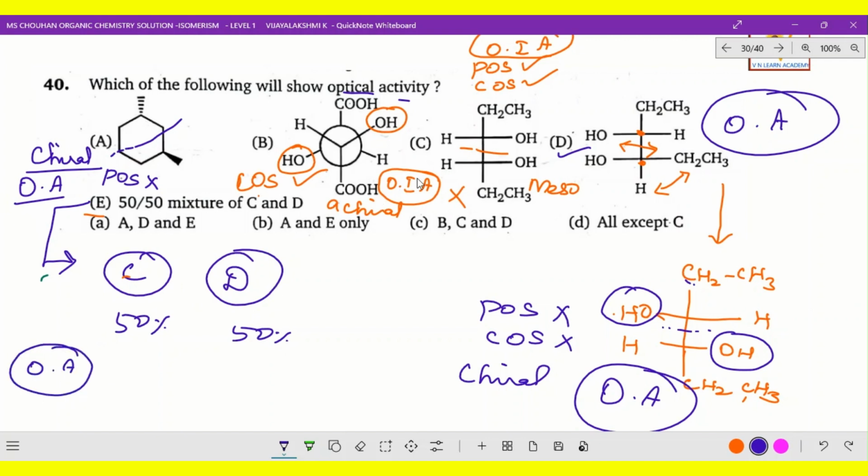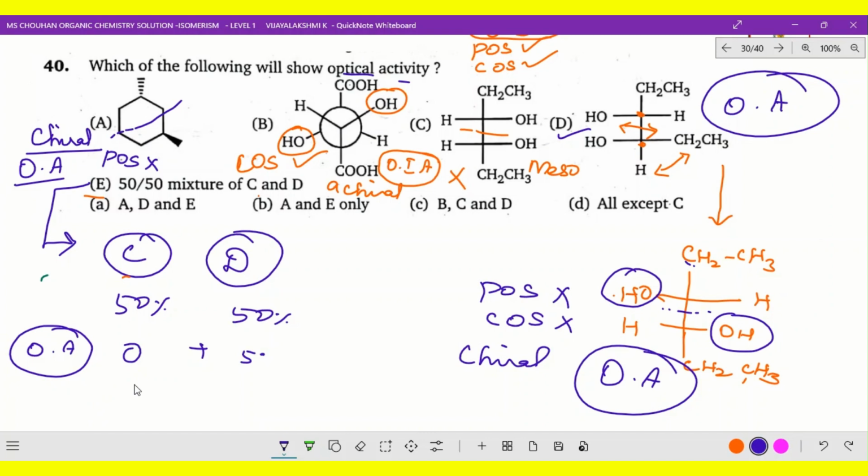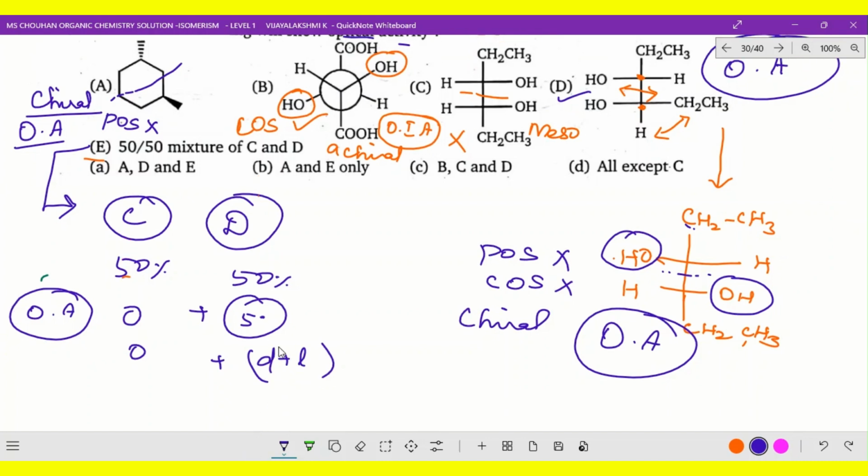So in this, compound C is meso. That means its optical activity is zero. And here they are a mixture, so plus. And here D is optically active. That means it is 5 degrees, because one carbon, so 5 degrees. So that means here what do you observe? In this, 0 plus 5 degrees means what? D and L. So D plus L, here what is it? Chiral only.